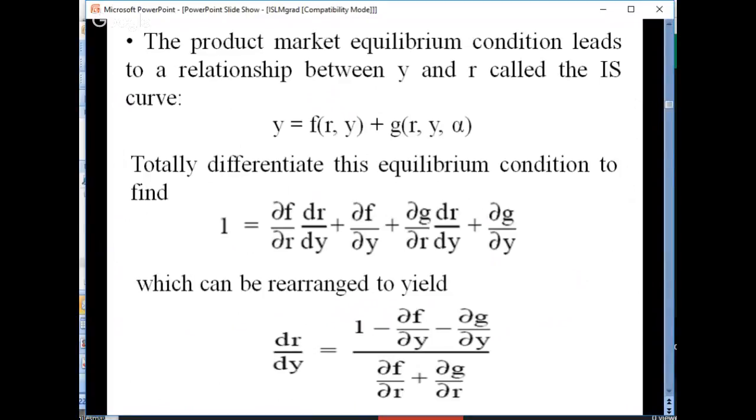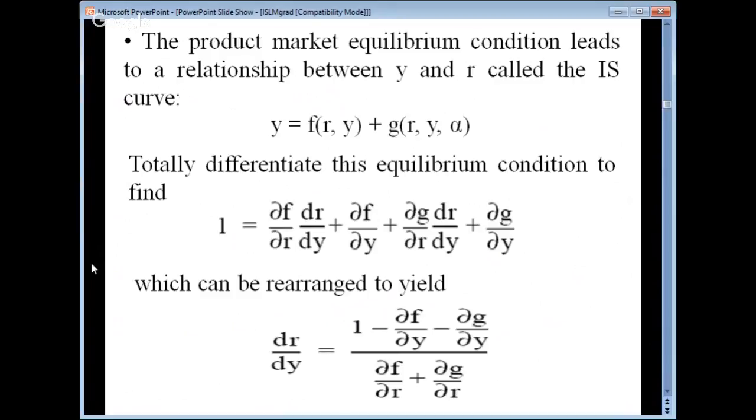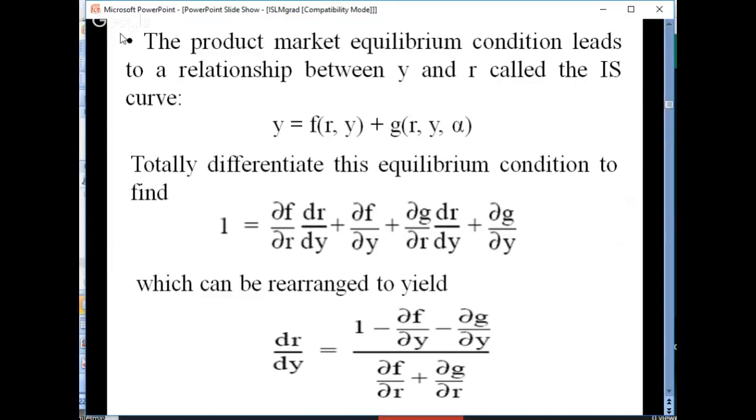Okay. Preguntas? Okay. So we have the basic model now.